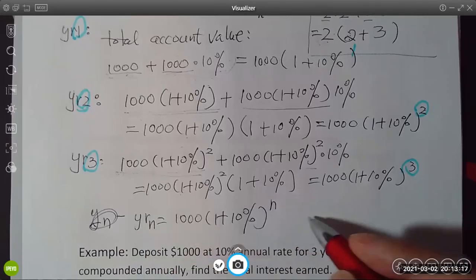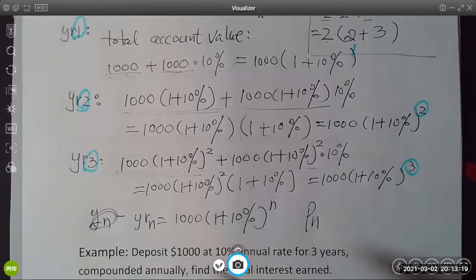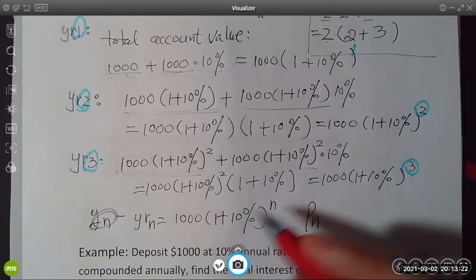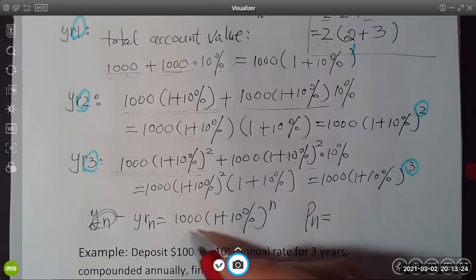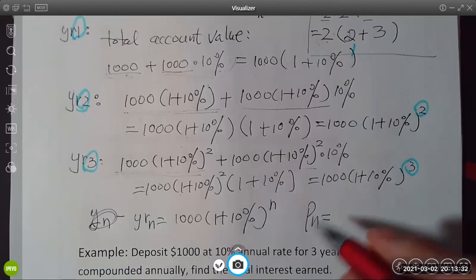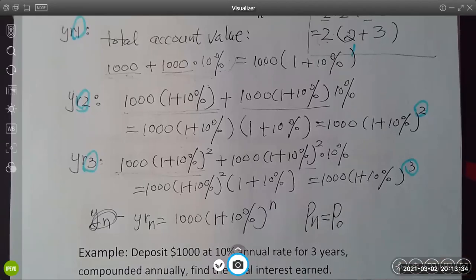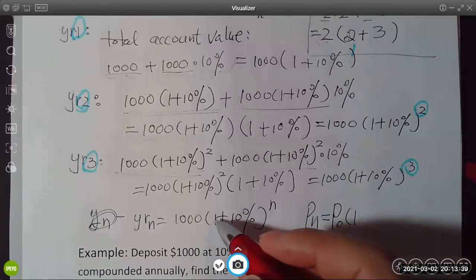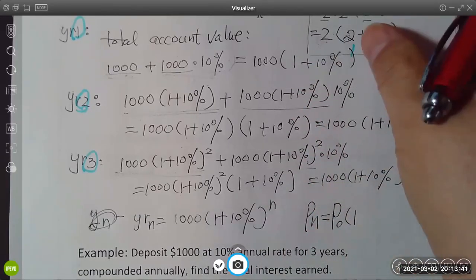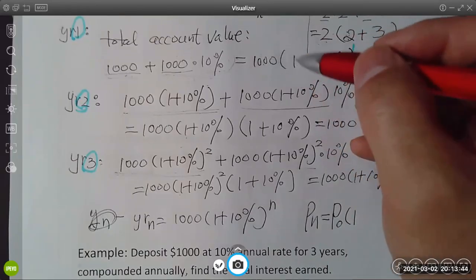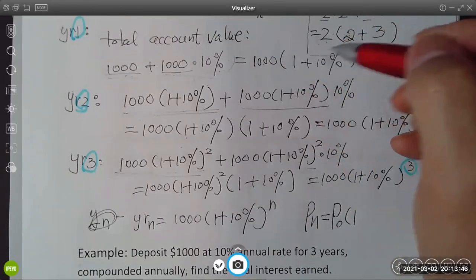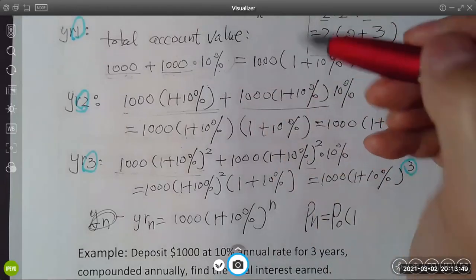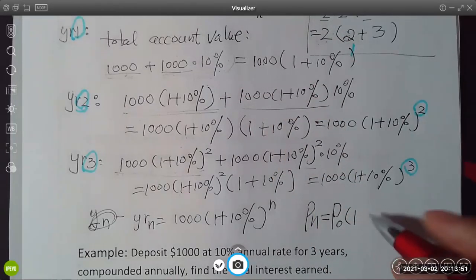So let's use Pn to represent the output. Now Pn equals this initial value, this $1,000, which is the deposit. It could be any number. We don't have to start with 1,000, right? So we call this P0, just the initial value deposit. Now the 1 represents the principal. You know that because if you multiply together, 1,000 times 1 is 1,000. 1,000 times 10%, that's the interest part. This 1 represents the principal, so it's part of the formula.